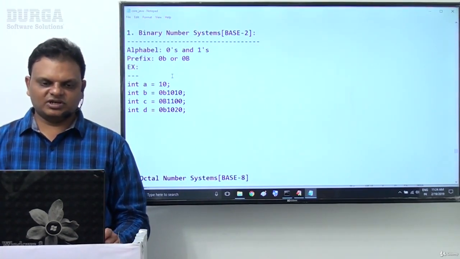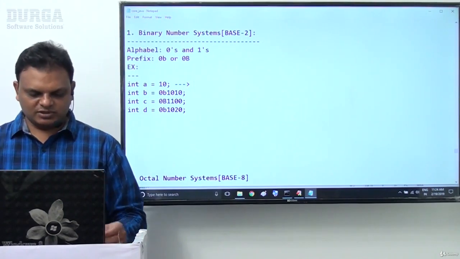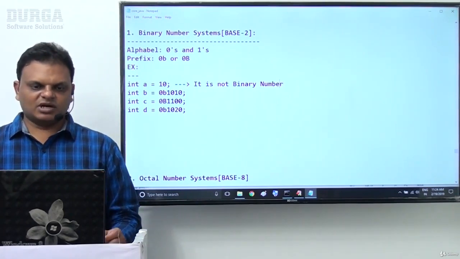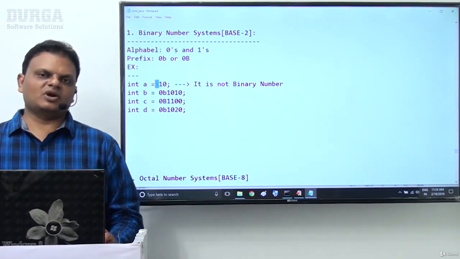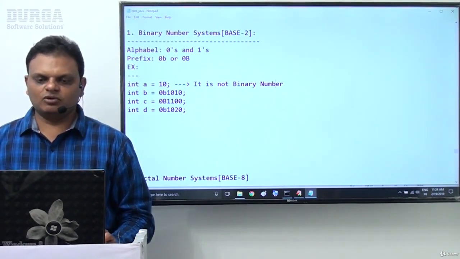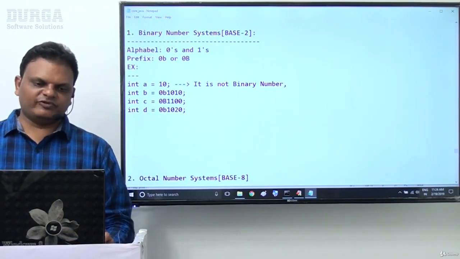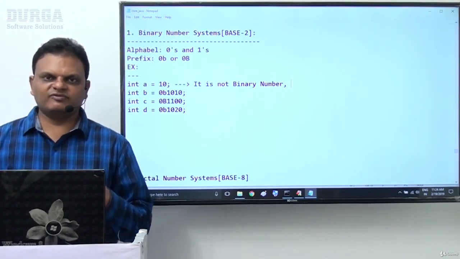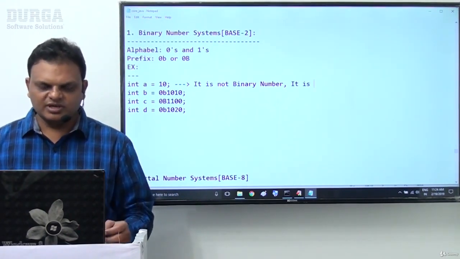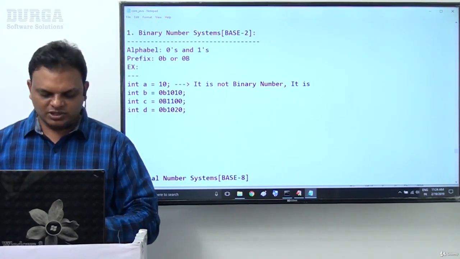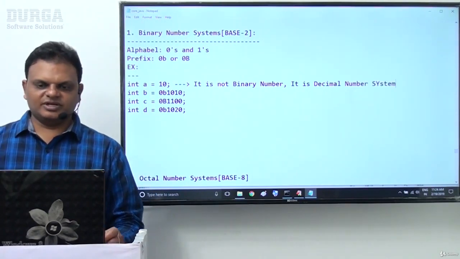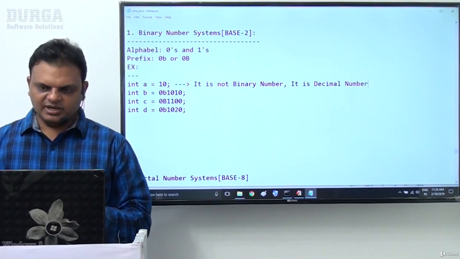Now what is the status of each and every example here? What is the status of the first one? It is not a binary number. Why is it not a binary number? Because its prefix is not present. No prefix is available, neither 0 small b nor 0 capital B. If you have not provided any prefix for a number, automatically it will be treated as the default number system, which is the decimal number system. Simply speaking, it is a decimal number, not a binary number.